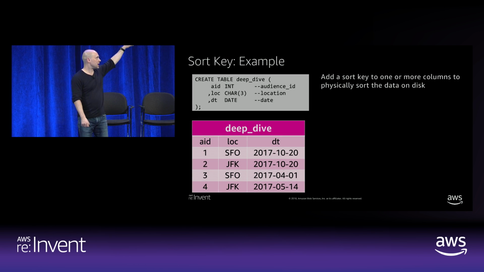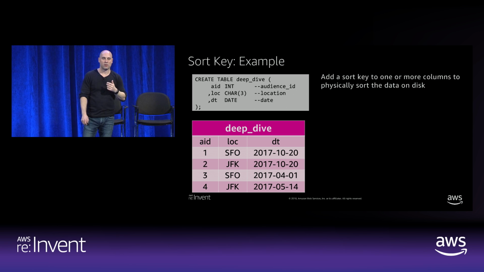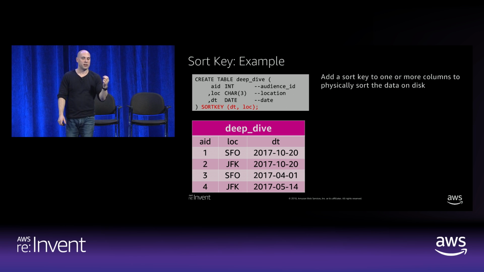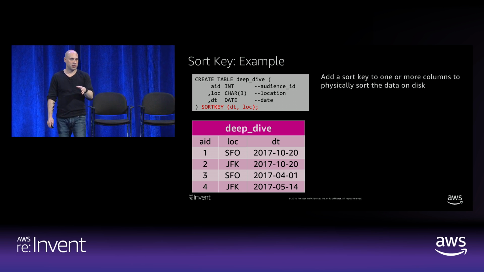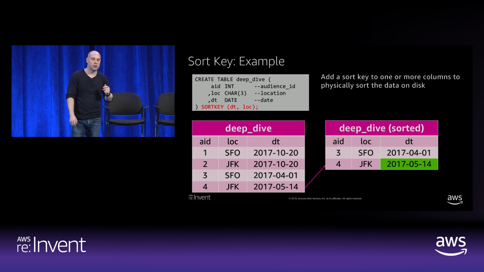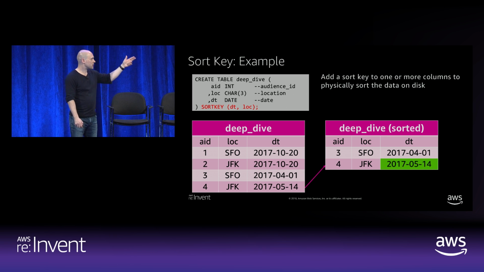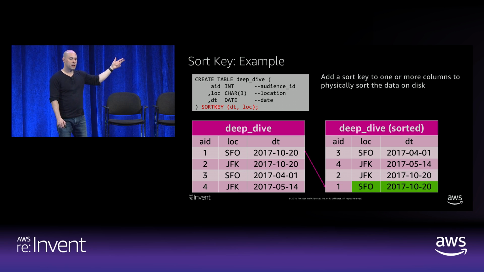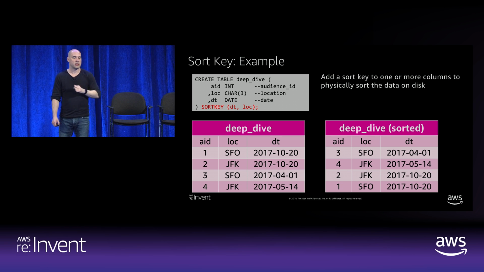So just as an example, same table, same data as before. I'm going to apply a sort key to this. So you can see the modified DDL up there. I'm first going to sort by the date and then by the location. In this example, the table is going to be first sorted by this date, and then when there's a tie, we're then going to look at the location and sort by the location. So that's basically how data sorting works in Amazon Redshift.